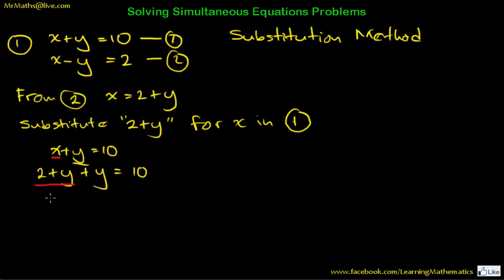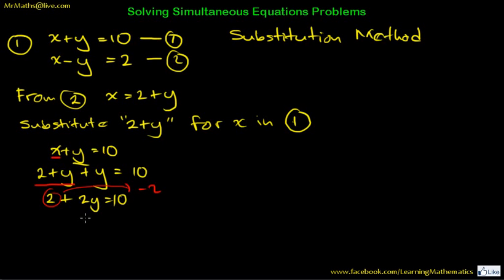Okay, so now let's go and solve this. 2 plus y is 2y equal to 10, and let's move the number 2 to the right hand side, so it becomes minus 2. Silly mistakes happen every now and then, so let me correct that. So 2 plus 2y is equal to 10.